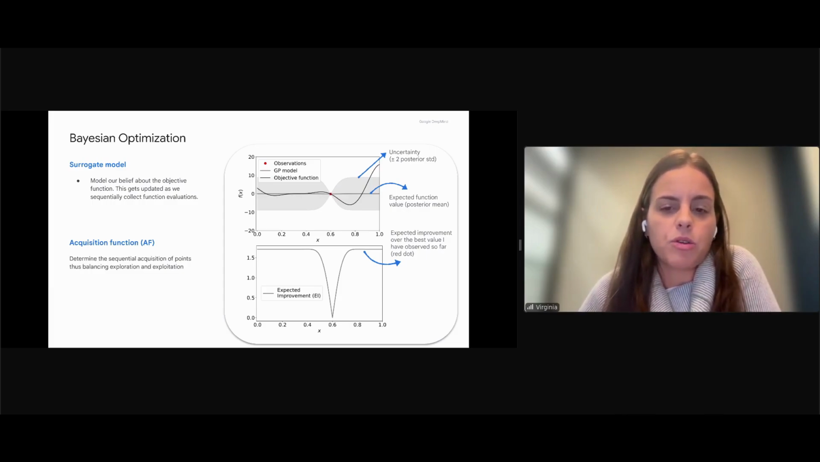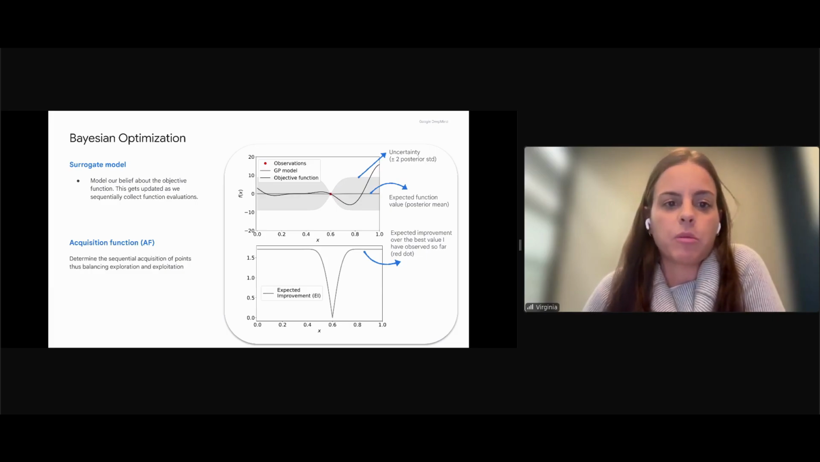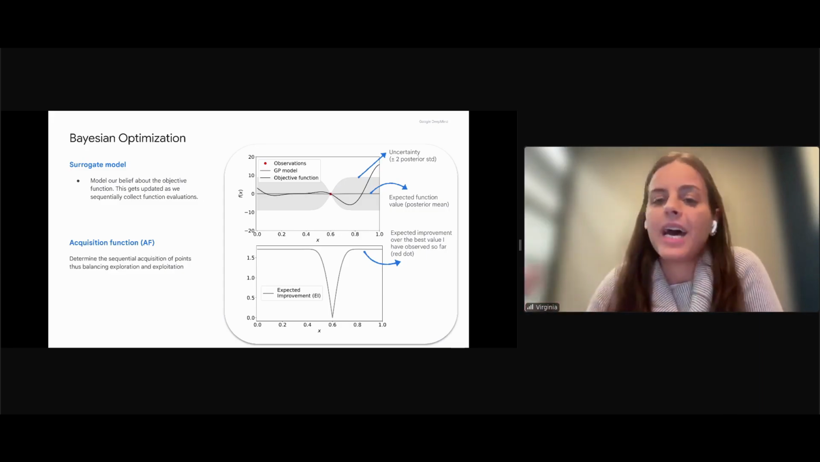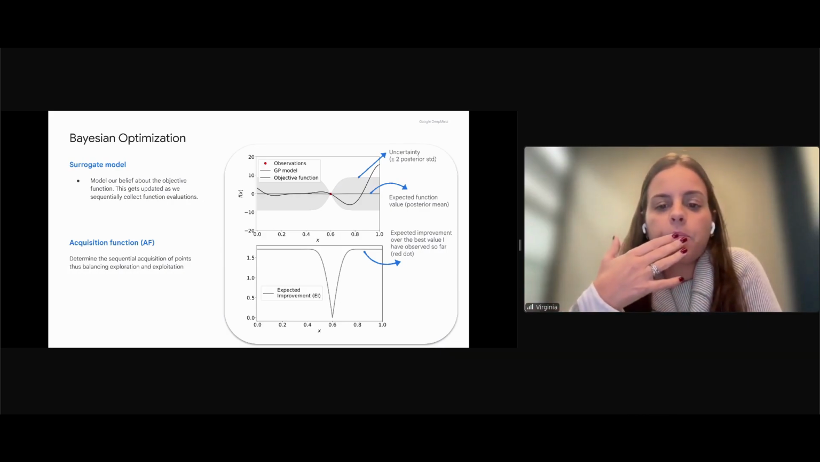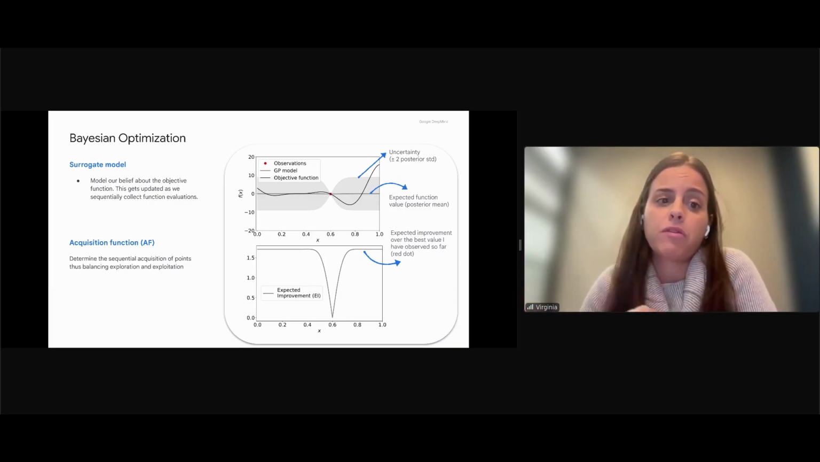So the surrogate model that you see on the top plot here captures our belief about the objective function, and it gets updated as we collect more data and we get more observations about our function. So this can be a Gaussian process, as is done here, but it could also be a Bayesian neural net, a transformer.